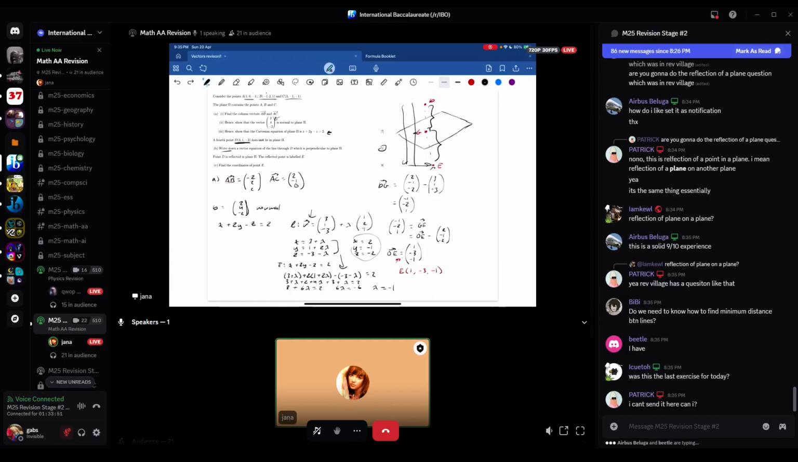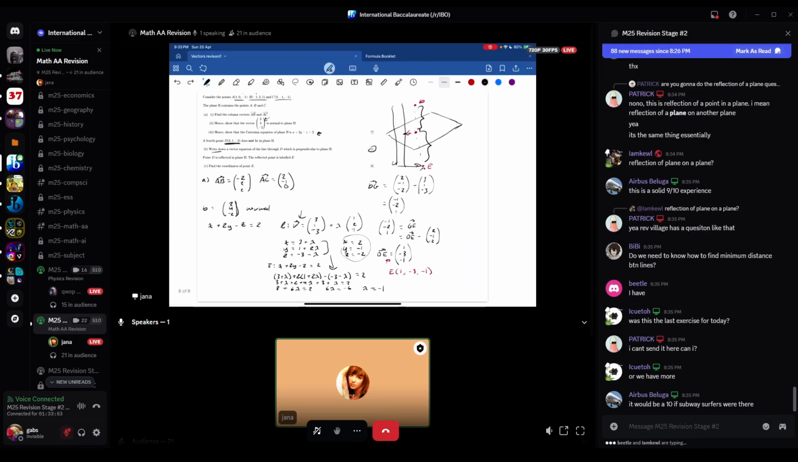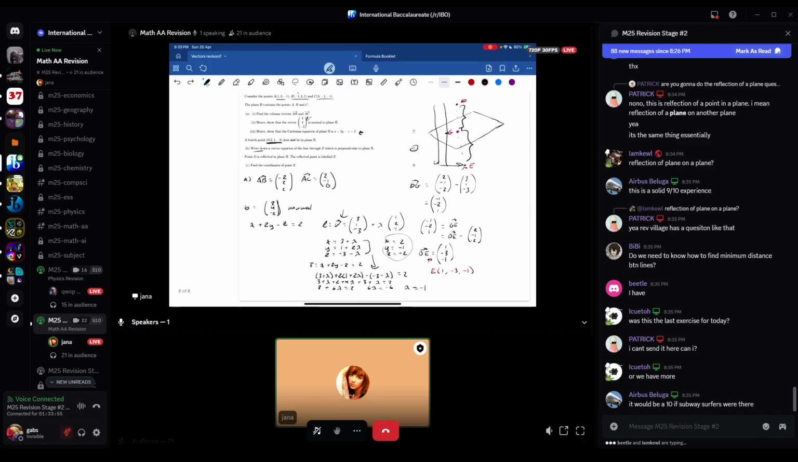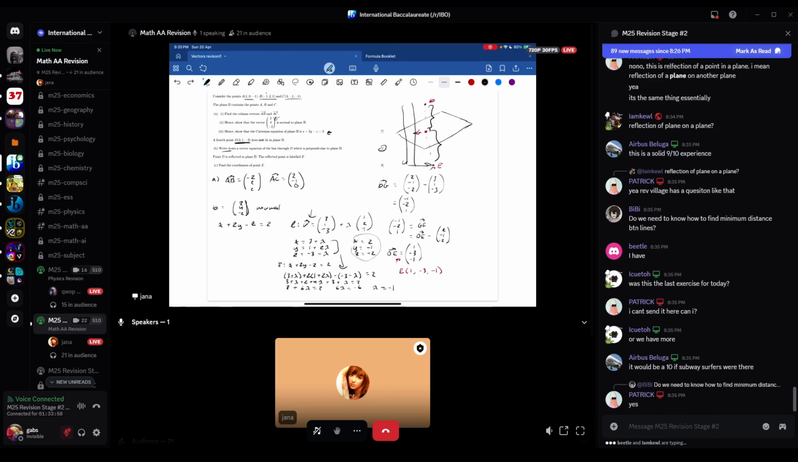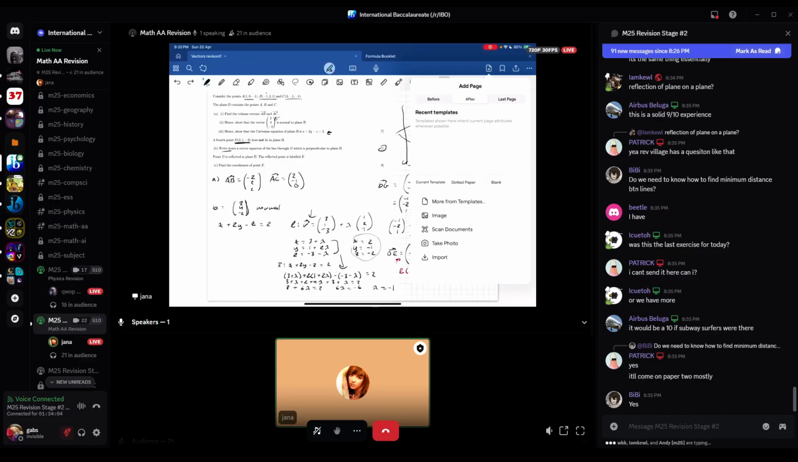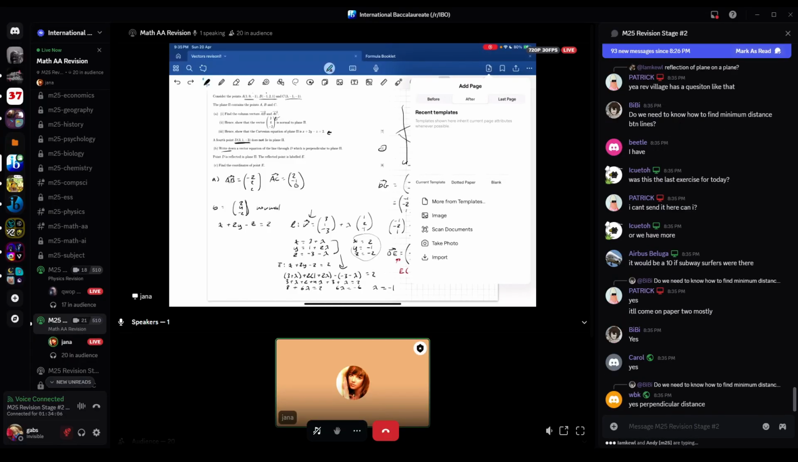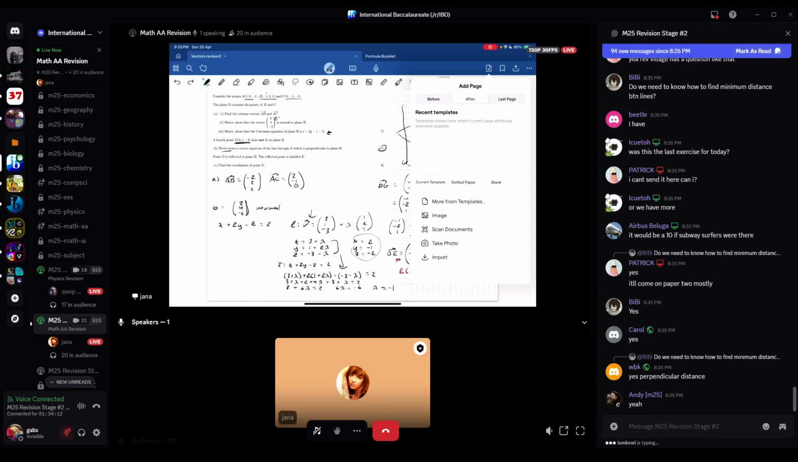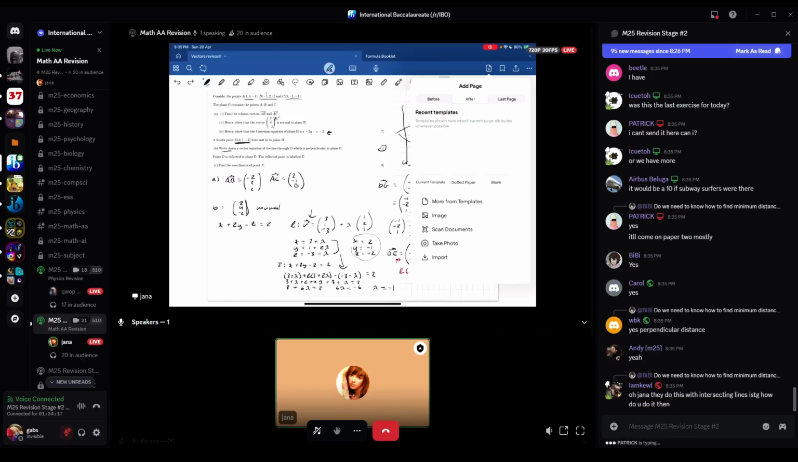Do we need to know how to find the minimum distance between lines? I'm glad you asked. I can find a question like that right now. Would you like me to? Or actually, to save your guys' sanity? Oh, or you do want an actual question on it? Okay. One second. I got you. I think it's a paper 2 question, but it's okay.